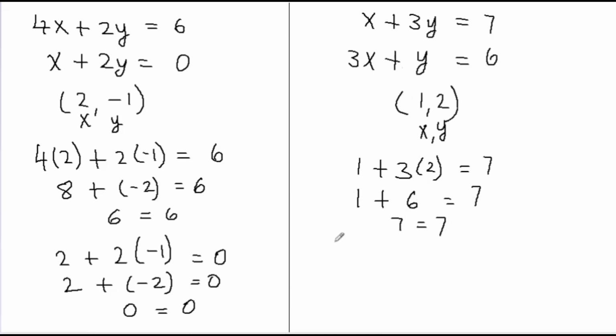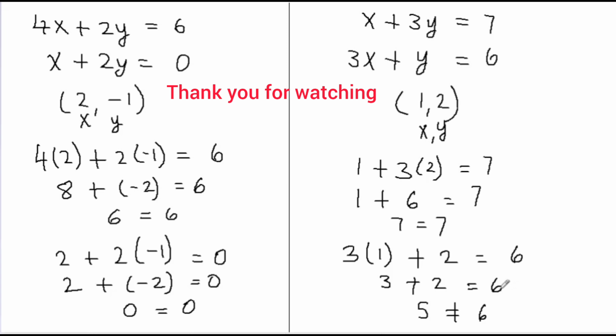Let's check the second equation. In the second equation, we have 3x plus y equals 6. X is 1, so 3 times 1, plus we're going to put 2 here for y, and this should be equal to 6. Now 3 times 1 is 3, and 3 plus 2 is equal to 5, and 5 is not equal to 6. So this is a false statement. We've got the false statement. So if the ordered pair satisfies only one equation and not the other equation, it is not a solution to the system of equations. So (1, 2) is not a solution to the system of equations.